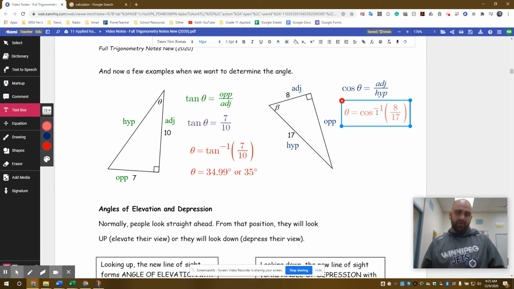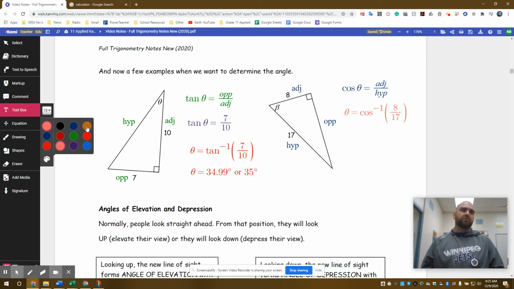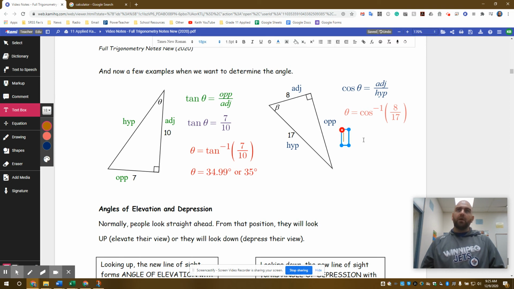This is the way that we can think of solving for an angle. Anytime we need to solve for an angle, we do the inverse of whatever function we have, and then we put our ratio inside of the brackets. The ratio is just the fraction of the two sides.